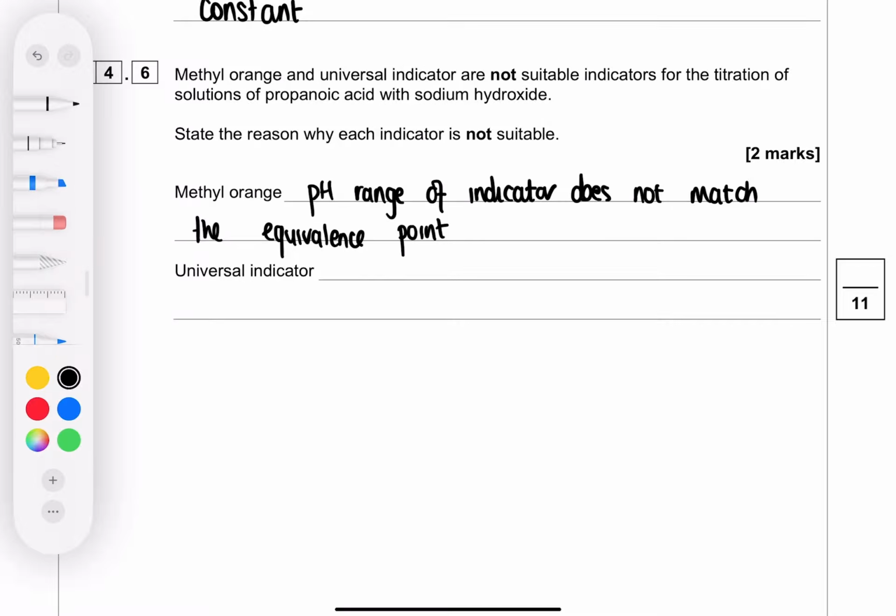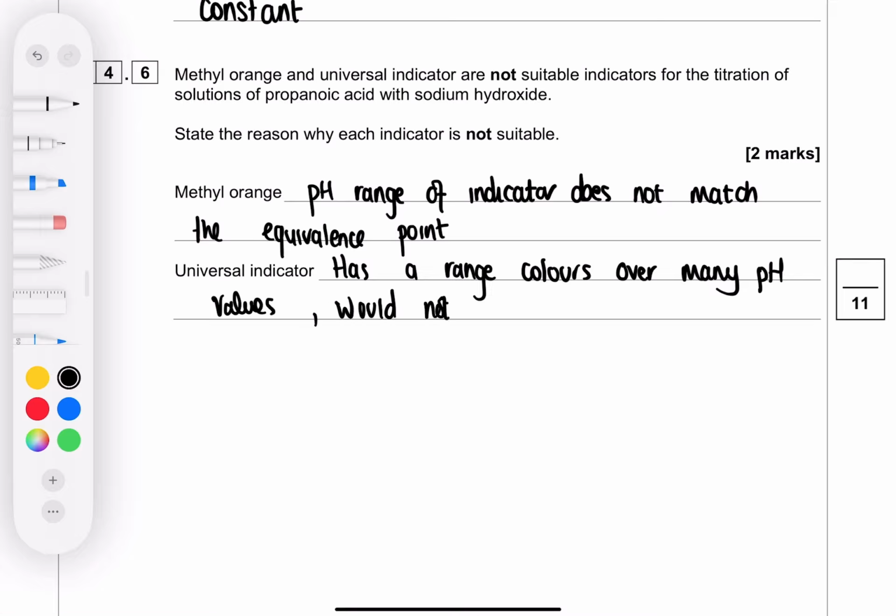The problem with universal indicator is it has a range of colours over many pHs, not one distinct colour change. It would not give a distinct colour change at equivalence.